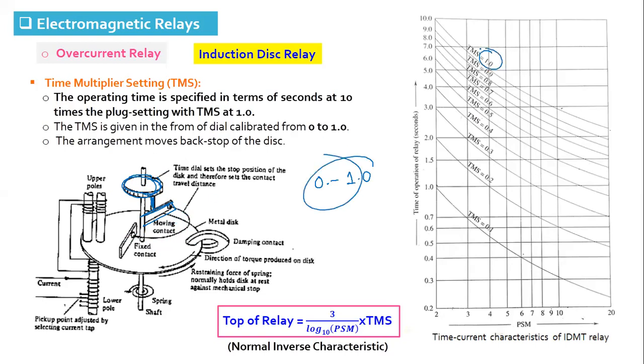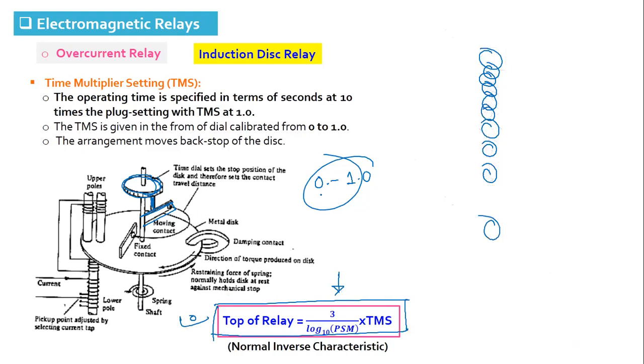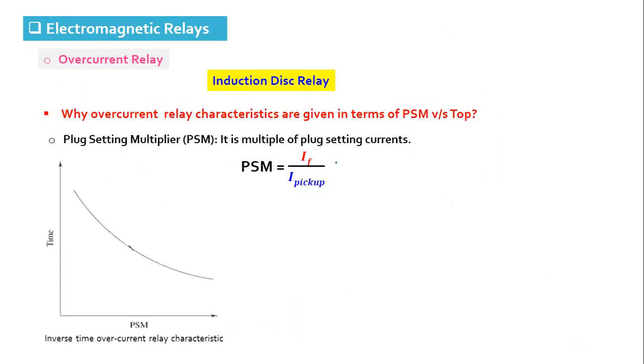Based on the TMS value, the relay may have different characteristics for each TMS. You can see here. And generally, the time of operation of a normal inverse characteristic is given by this equation: 3 upon log PSM into TMS. Okay. What is PSM? PSM is the ratio of fault current to the pickup current.